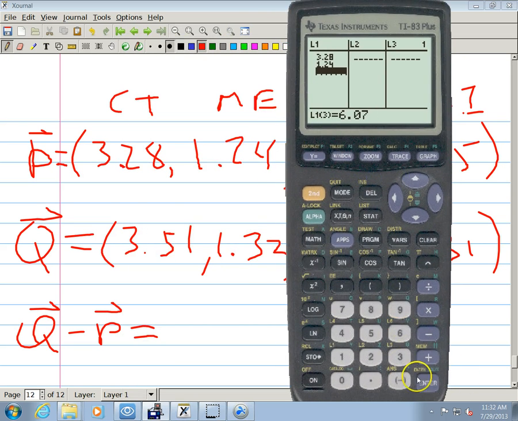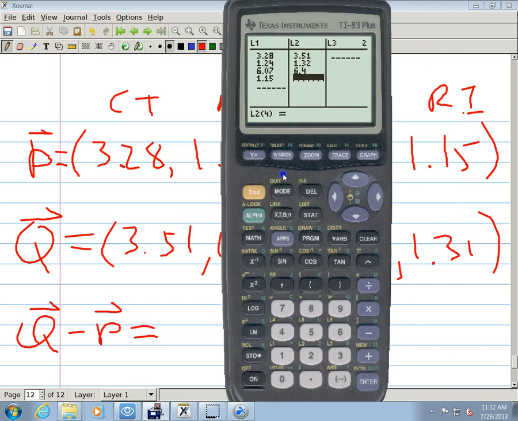So let's say L1 is P, the population of those four states in 1995. And L2 is Q: 3.51, and 1.32, and 6.40. That's what it was, right? 6.40 and 1.31.